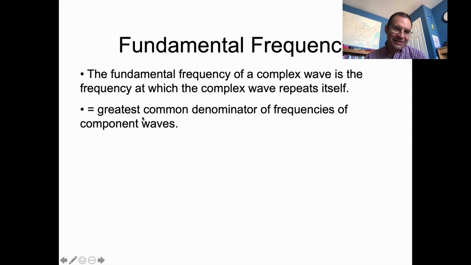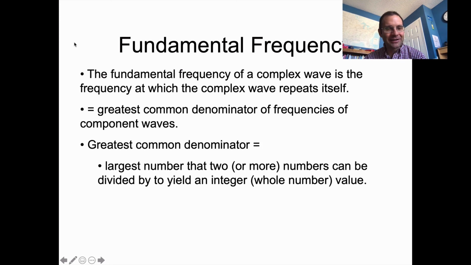In case you aren't familiar with this term, greatest common denominator, or just can't remember what it might mean, I've got a definition for that as well. So greatest common denominator is the largest number that 2 or more numbers can be divided by to yield an integer, that is a whole number value. So let's take the case of the complex wave we just made up, where we have a 4 hertz wave and a 12 hertz wave. What is the biggest number that you can divide those two numbers by and still come up with a whole number? I'll let you think about it for a second.